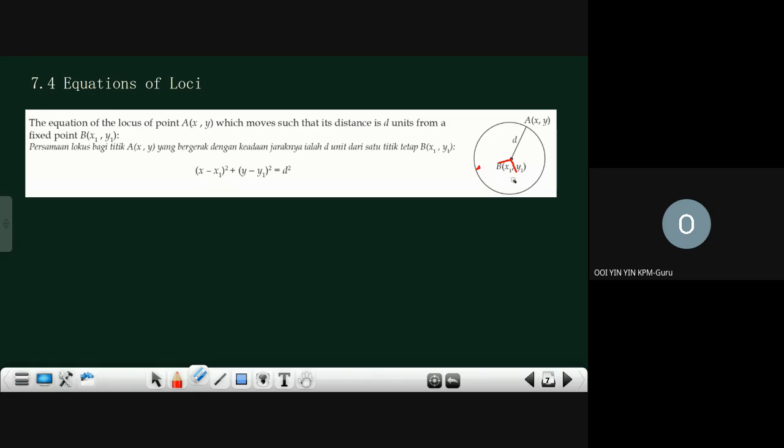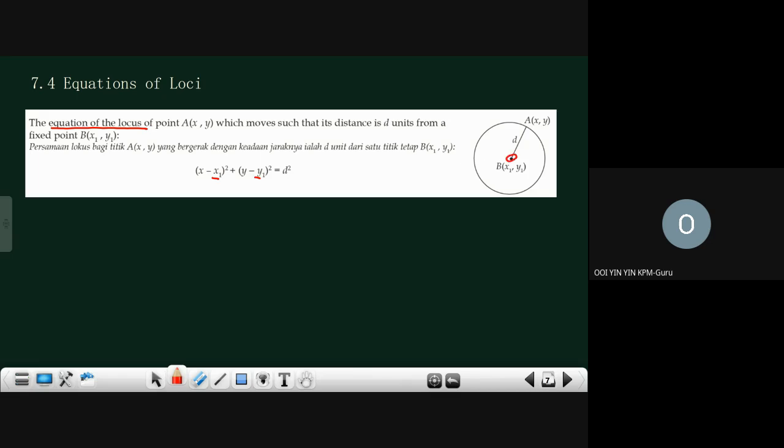So now we want to find the equation of locus. Previously, I think in your form 3, if not mistaken, you just learned how to draw the locus, right? But now we want to find the equation of the locus. And the equation of locus actually is easy. You just need to remember, like this. Now, let's say that the distance between your point A, your point B and your locus A is D.